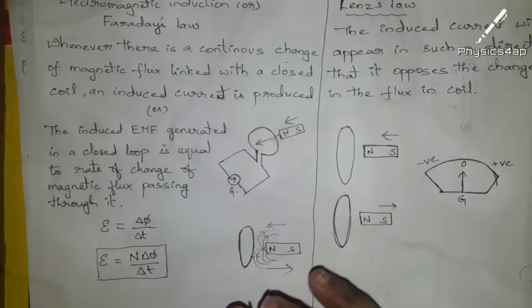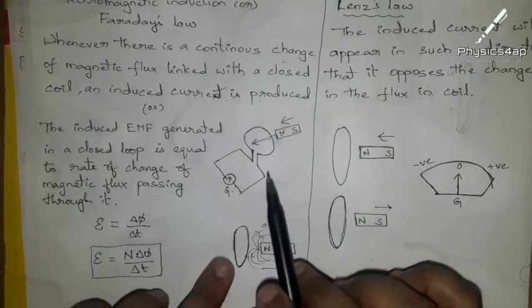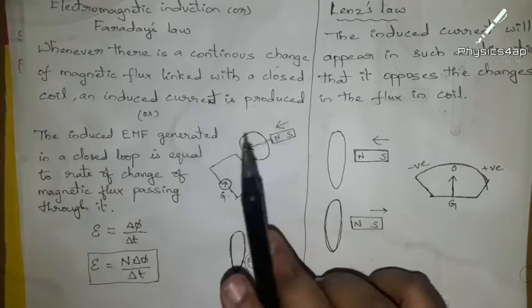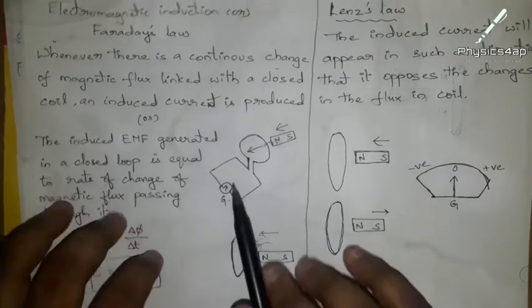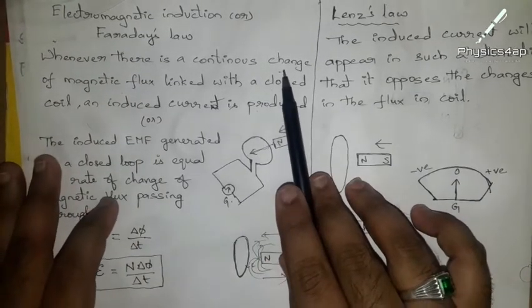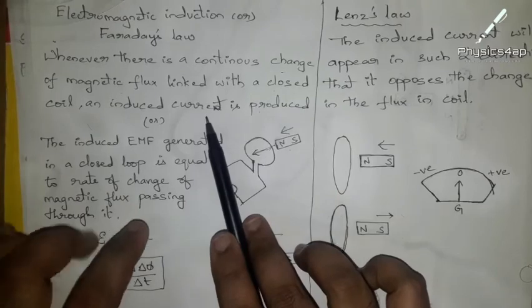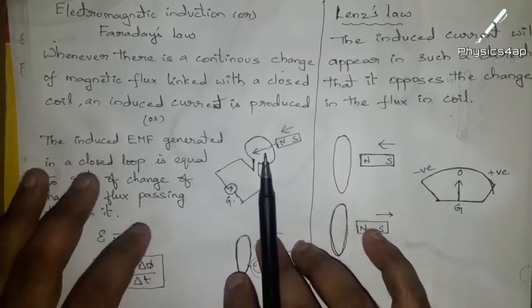I will show you at the end of this video a demonstration of how the needle in the galvanometer gets deflected. So that is about Faraday's law. There should be a continuous change, and only then will an induced current be produced. This principle works in the electric generator.